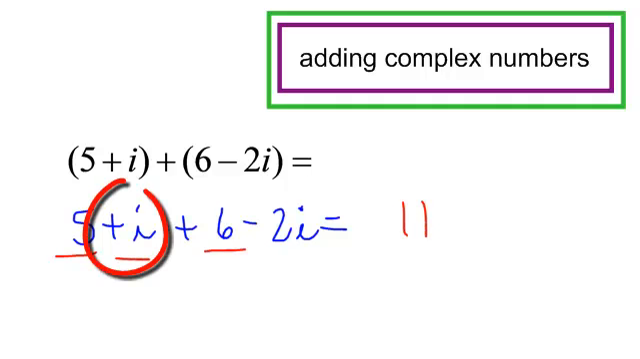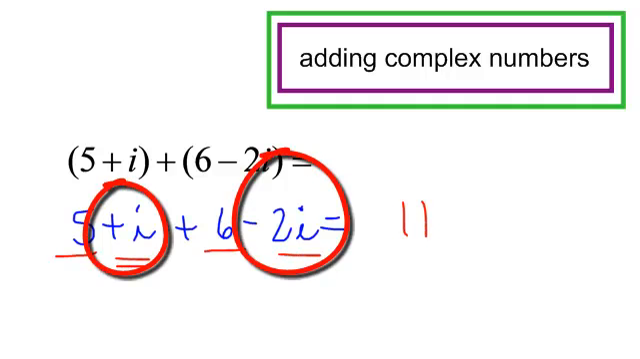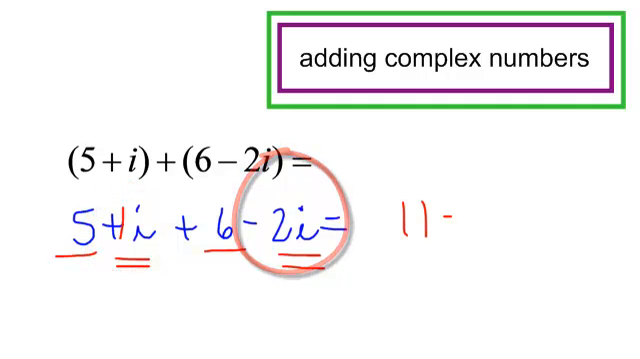I also have a positive i and a negative 2i. Now remember, in front of this i, it is still just a 1 there. So 1 minus 2, that would be a negative 1i, or I could just say negative i. Yeah, it's that easy. Let's do another one.